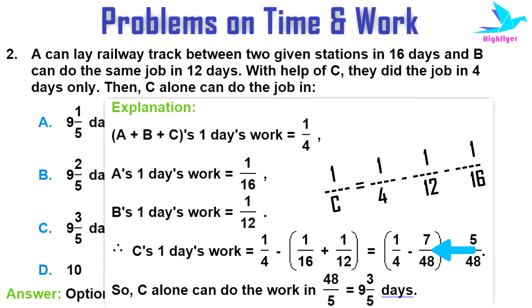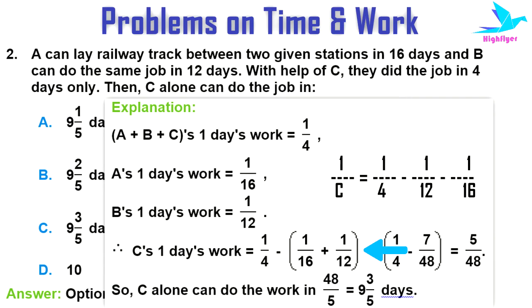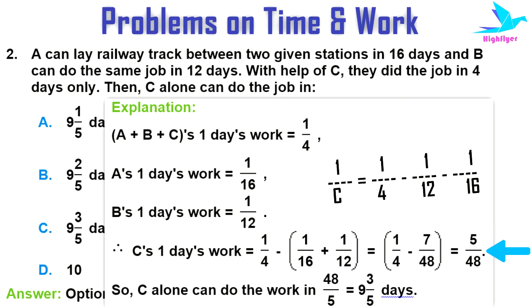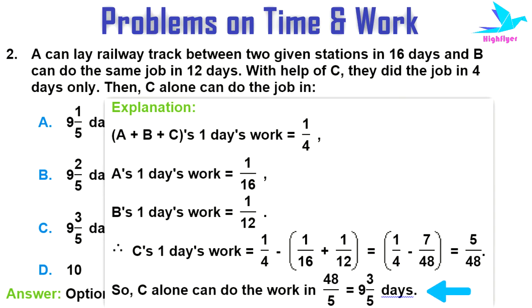That implies C's 1 day work equals 1/4 minus (1/16 plus 1/12). That is equal to 5/48. Hence, C alone can do the job in 48/5, that is equal to 9 3/5 days.